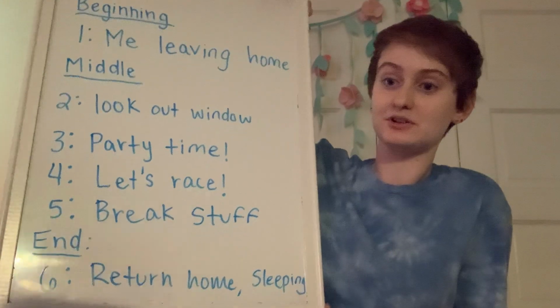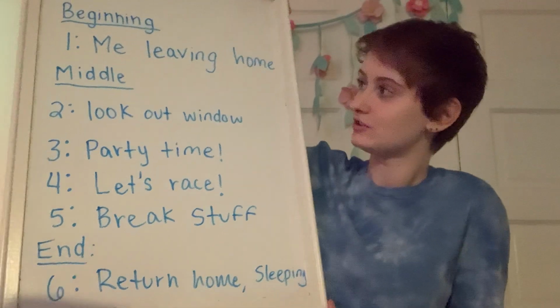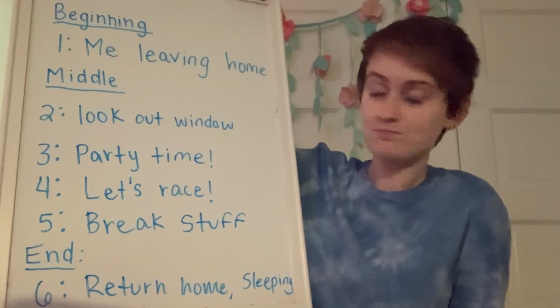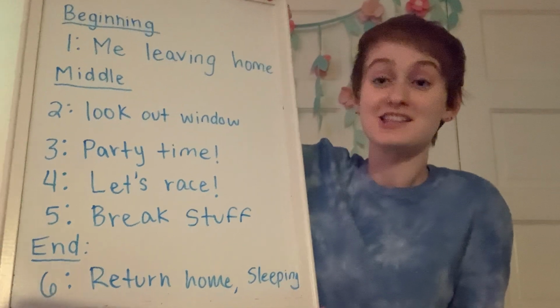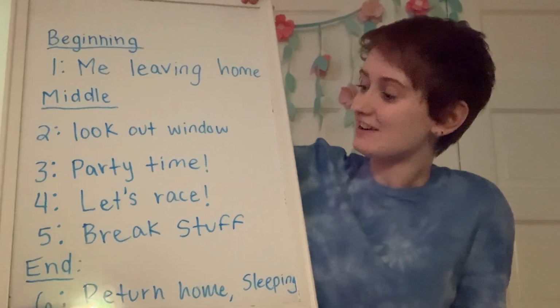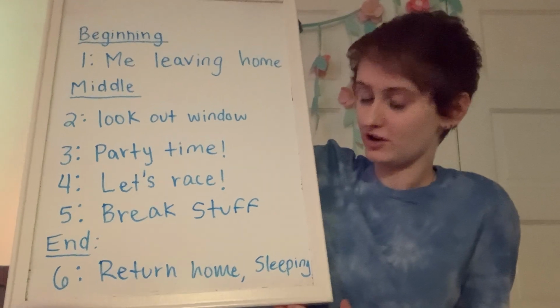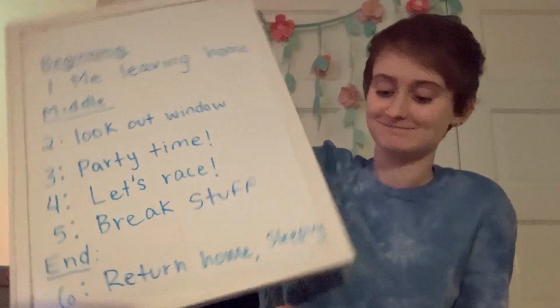Okay. And so let me go through this one more time, and then I will show you what all I drew to go along with these ideas. So in the beginning, I'm just going to leave home. The cats are going to look out the window. They're going to realize that mom is gone and it is party time. They are going to have a race. They're going to break some stuff, and then I'm going to return home and they're going to be sleeping.